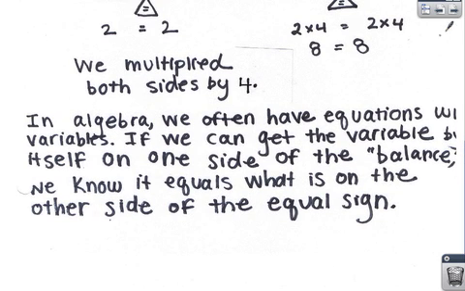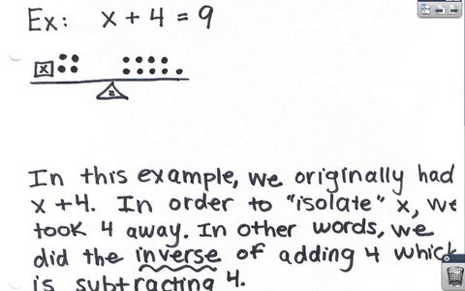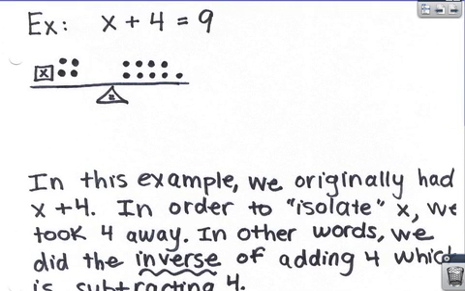Now in algebra, we often have equations with variables. So if we can get the variable by itself on one side of the balance, then we'll know what it equals, because it'll equal whatever's on the other side of the equal sign. So for example, if I have x plus 4 equals 9, I can think of a scale that has a block of x, which is an unknown amount, plus the 4 marbles, and that equals the 9 marbles.